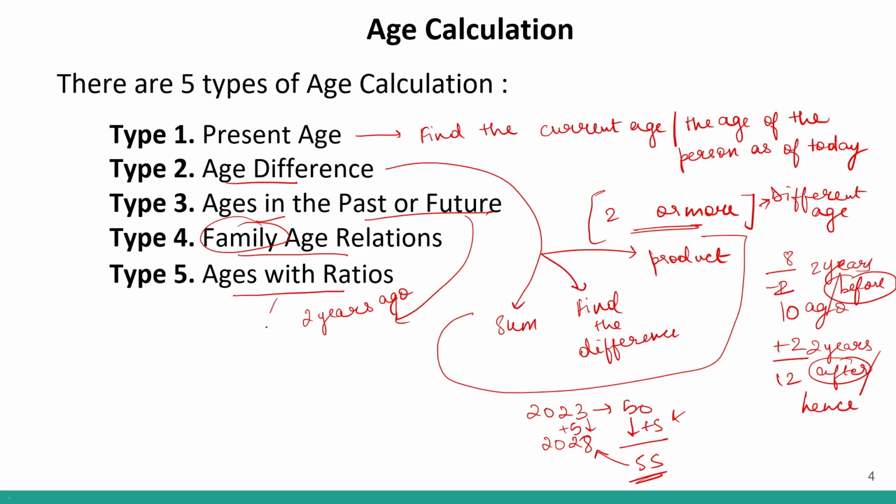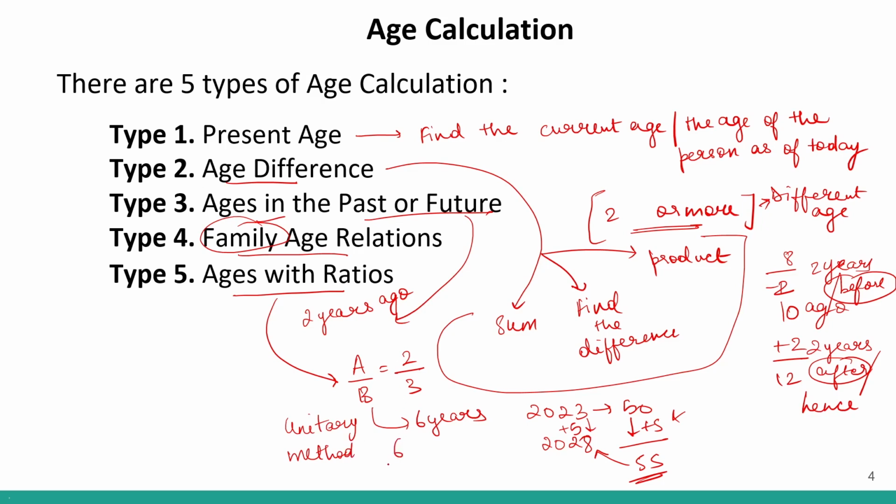And type 5 is ages with ratio. This is very easy. Basically, what if I say that for Aarti and Bharat, the ratio between their ages is 2:3. If Bharat is 6 years old, how old will Aarti be? So, simple unitary method, if you know the unitary method.